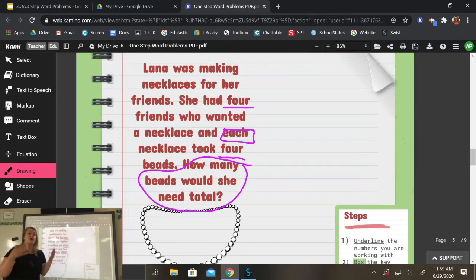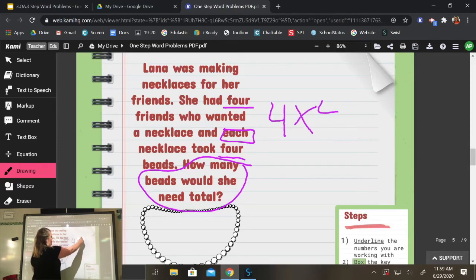So since we do not know our total, this is going to be a multiplication problem. If we knew the total, it'd be division. But since we saw the word each and we don't know the total, it's going to be multiplication. So we have 4 friends with 4 beads each, and we know that 4 times 4 equals 16.